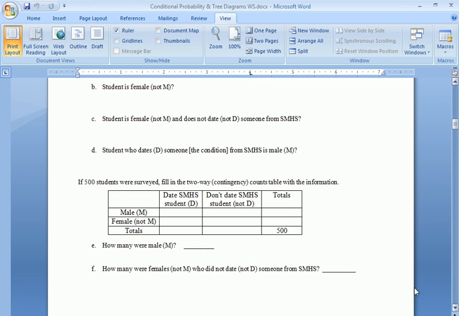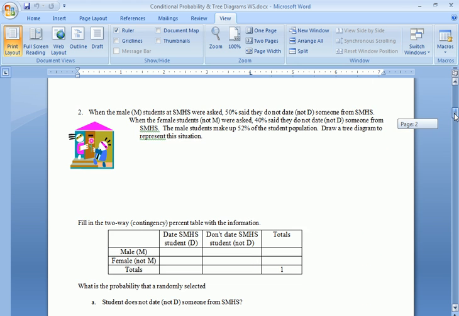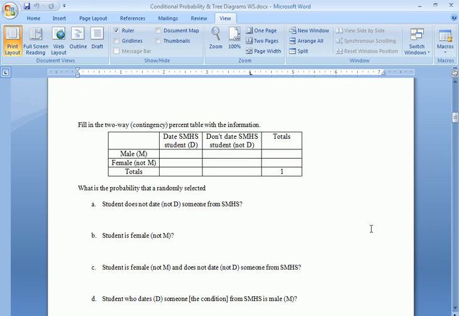So tonight you're doing the back side, and then tomorrow we'll talk about independence or dependence given these charts. So tonight, do your best with the back of the worksheet, and we'll talk about it on Monday. Thanks.